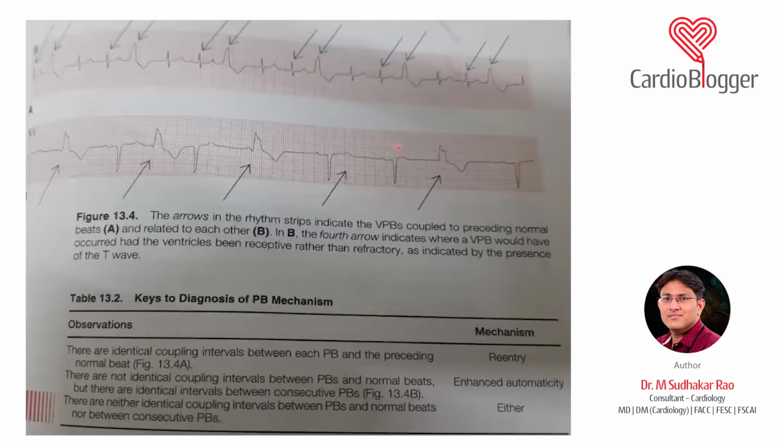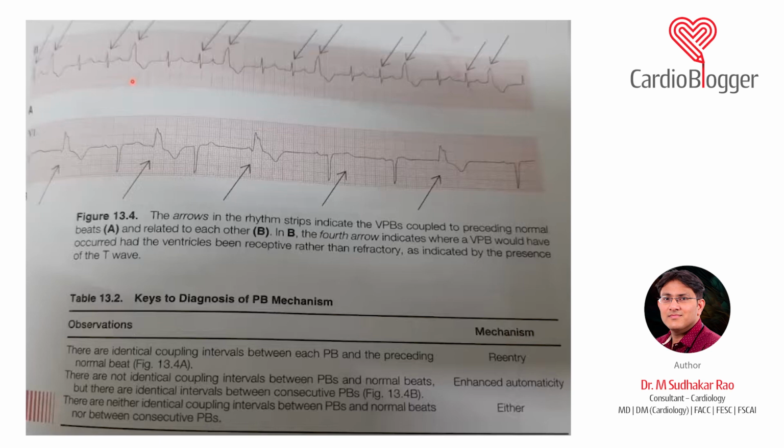Now suppose you have an arrhythmia. On the top shelf you can see an arrhythmia where there are normal beats and then there is a premature beat. You can see the coupling interval before each normal beat and the VPC. Actually, this is a typical example of an interpolated ventricular premature complex. So the duration between the VPC and the preceding normal beat is the same, so the coupling interval is the same. There are identical coupling intervals between each premature beat and the normal beat, and that is a typical example of a re-entry.